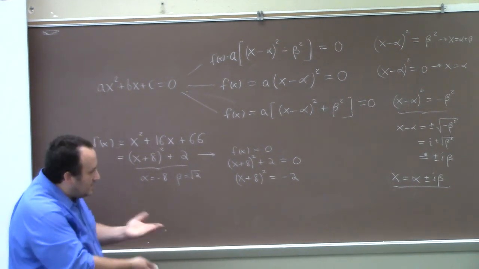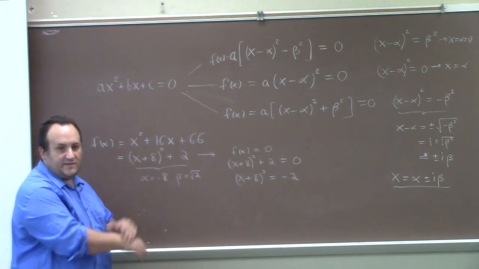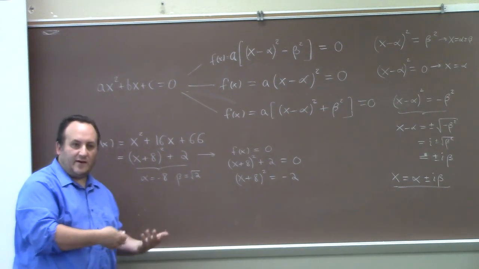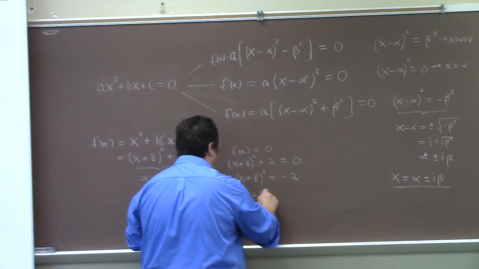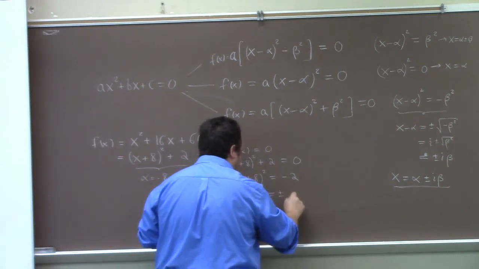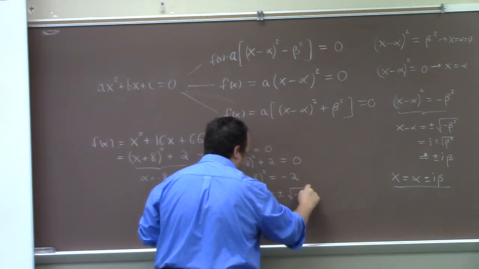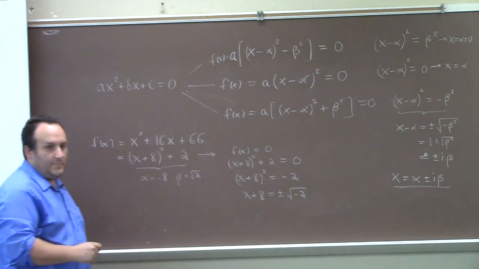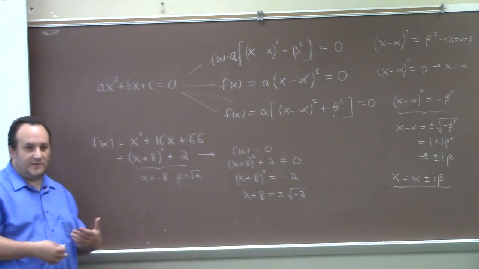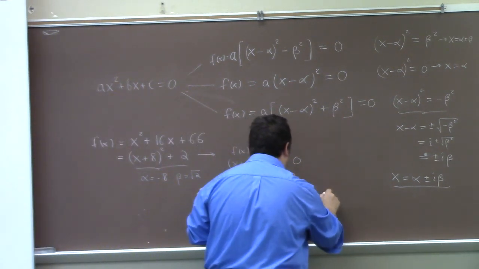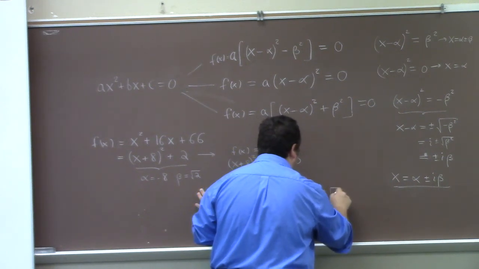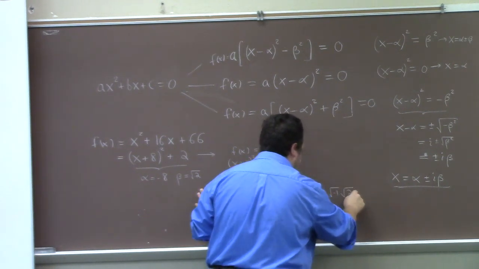So then what do we do? We take the square root of both sides. Remember, we have to account for plus or minus. So this gives me x plus 8 equals plus or minus the square root of minus 2, which is i times the square root of 2, right? Because that's plus or minus the square root of minus 1 times the square root of 2, the way we could think about it.